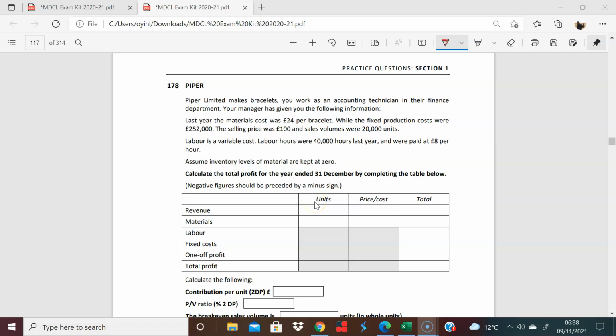Okay, so let's look at Piper. Piper makes bracelets, and you work as an accounting technician in their finance department. You have the following information.